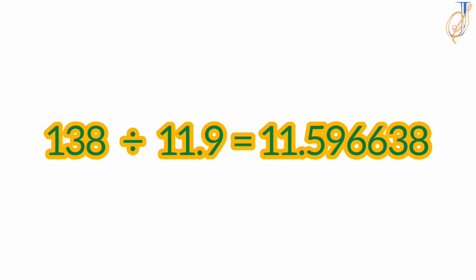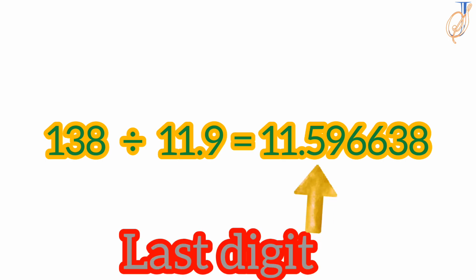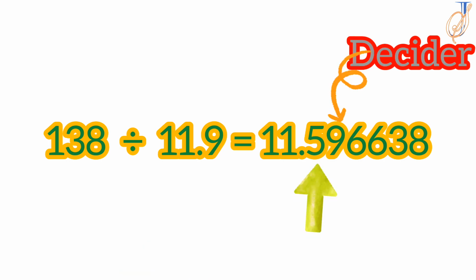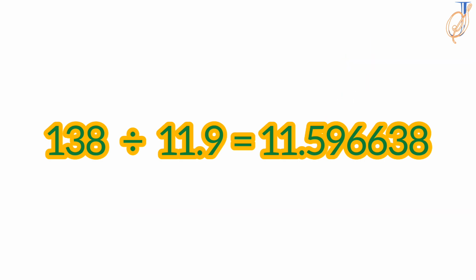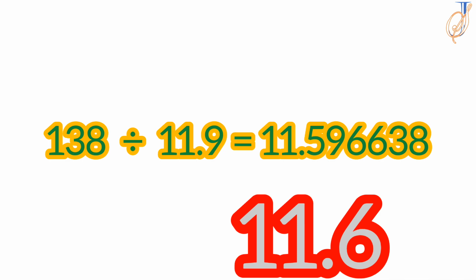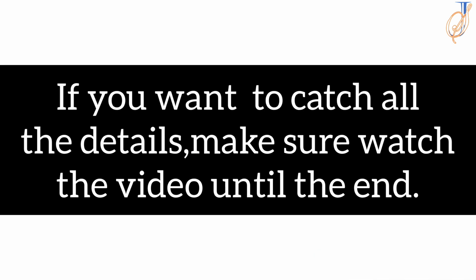For that you have to count from left to right. So 1, 2, 3. This is the number you have to round up or down. We can call it the last digit. So number 5 is the last digit and the number 9 is our decider. In this case our decider is more than 5, so you have to round up the last digit. Final result is 11.6.